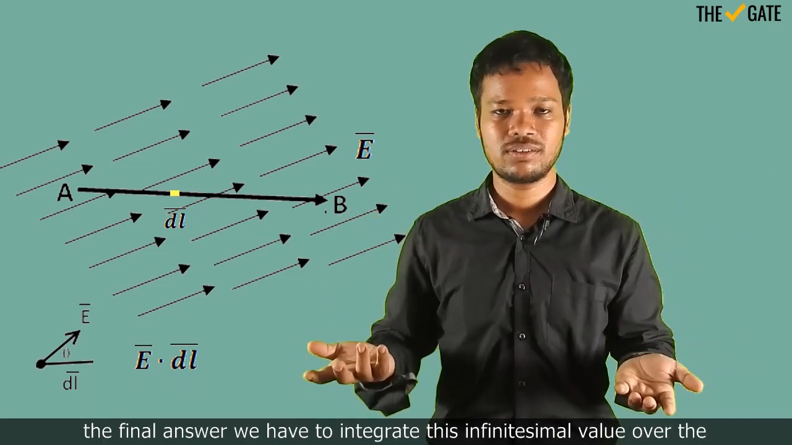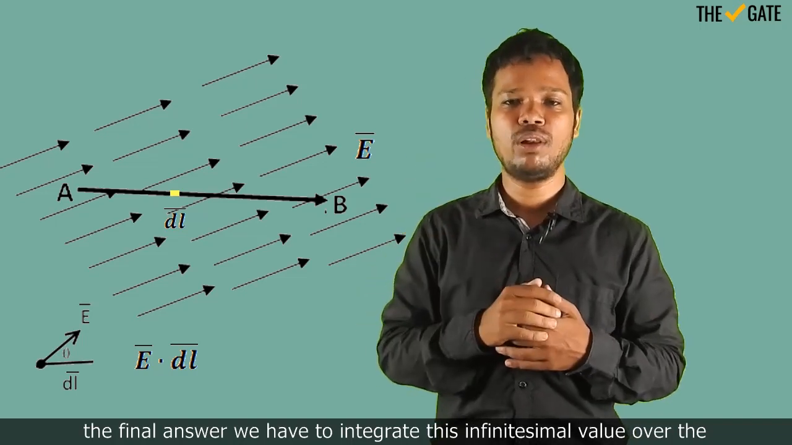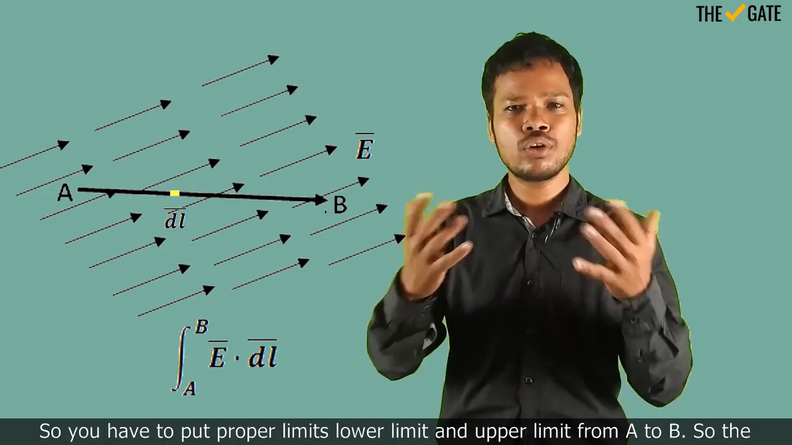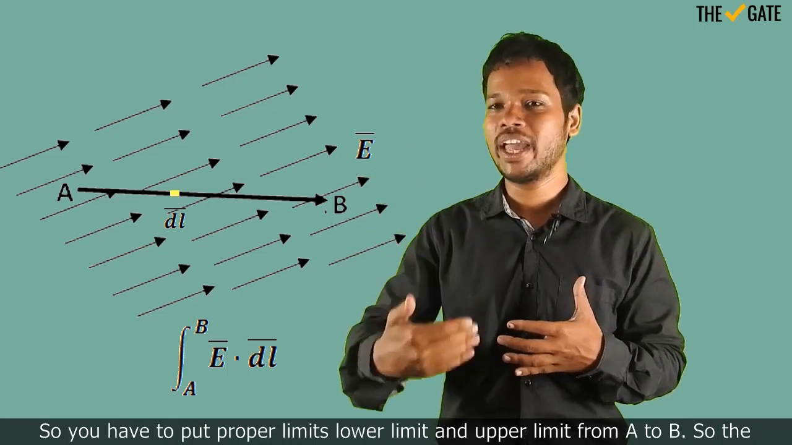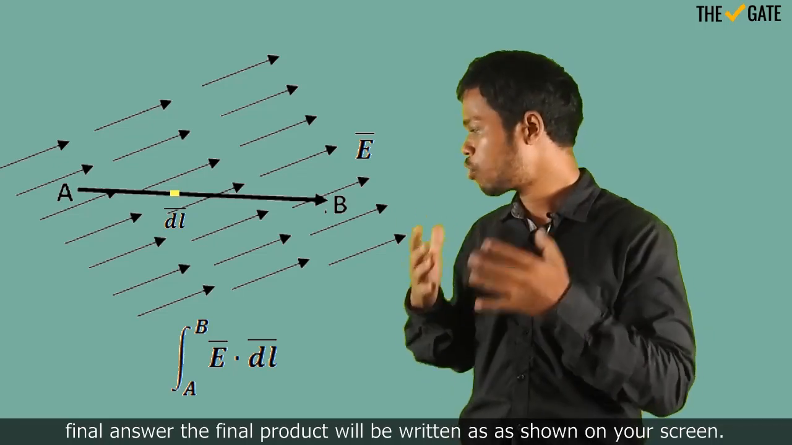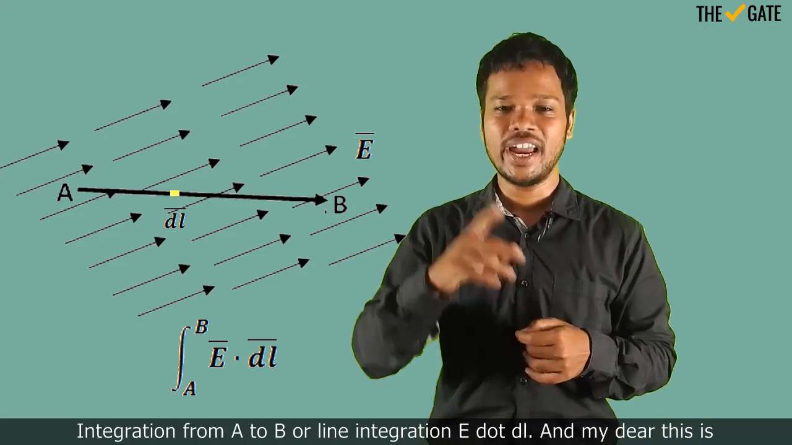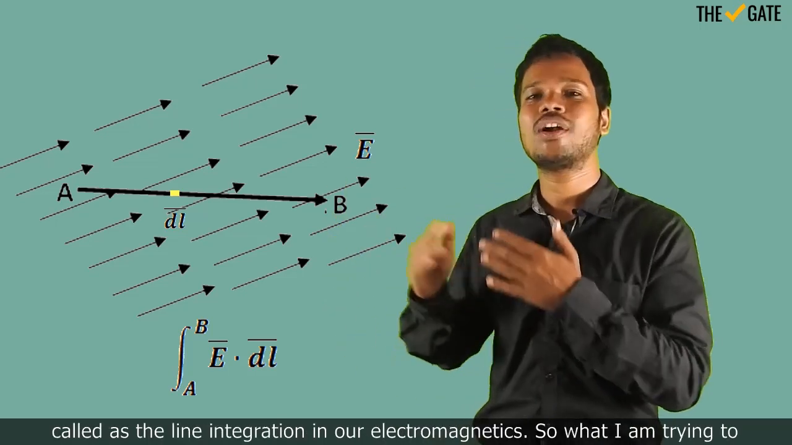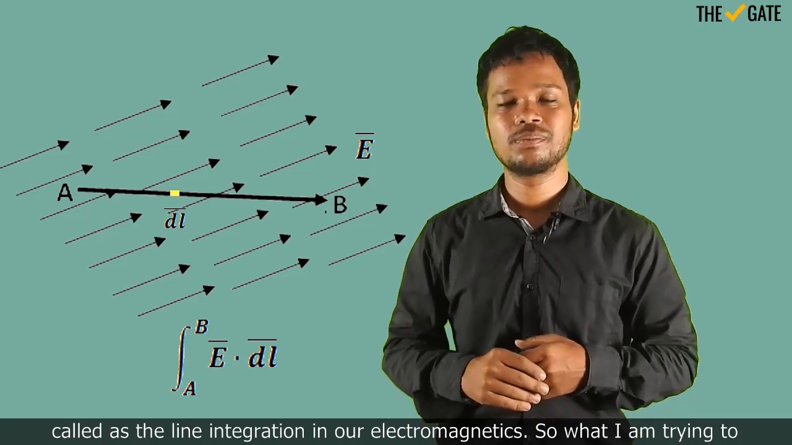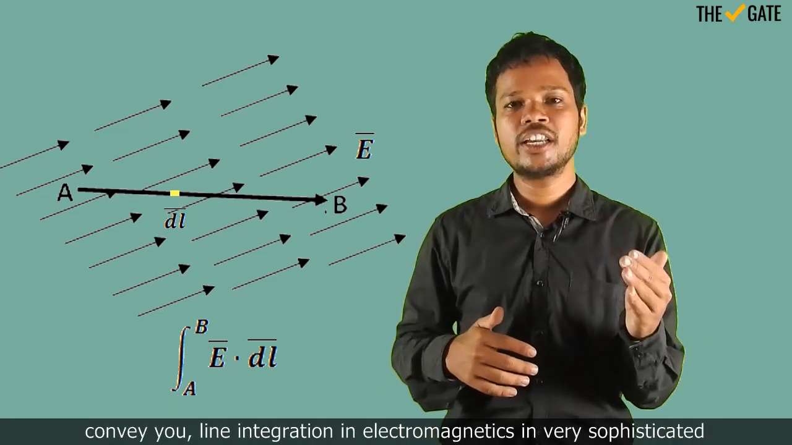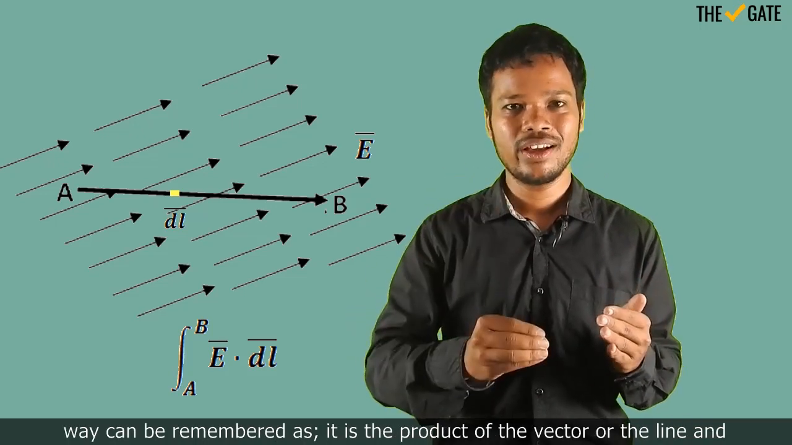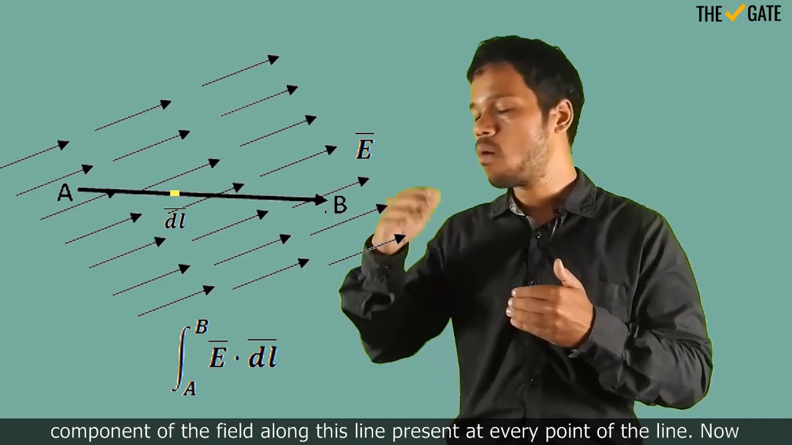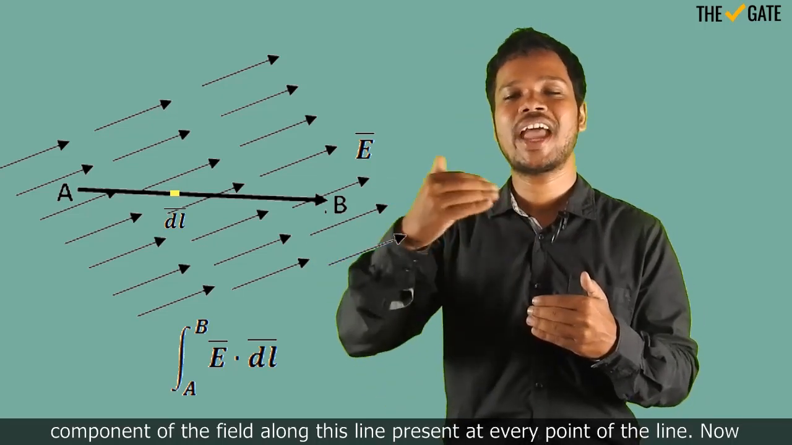Now my dear, to get the final answer, we have to integrate this infinitesimal value over the complete range of the line. In our case, over the complete length of the vector. So you have to put proper limits, lower limit and upper limit, from A to B. So the final product will be written as shown on your screen: integration from A to B, or line integration, E dot dl. And my dear, this is called line integration in our electromagnetics. So what I am trying to convey is that line integration in electromagnetics can be remembered as the product of the vector or the line and the component of the field along this line present at every point of the line.